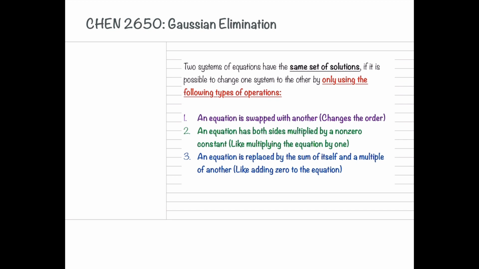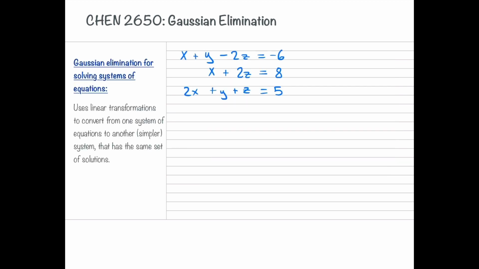We can take an equation and have both sides of the equation multiplied by a non-zero constant, which is equivalent to multiplying the equation by 1. Or we can replace an equation by the sum of itself and a multiple of another, which is equivalent to adding 0 to the equation, similar to what we did in our motivating example. The basic description of Gaussian elimination is that we use linear transformations to convert from one system of equations to another simpler system with a more obvious solution, but that is guaranteed to still have the same set of solutions as the original system.